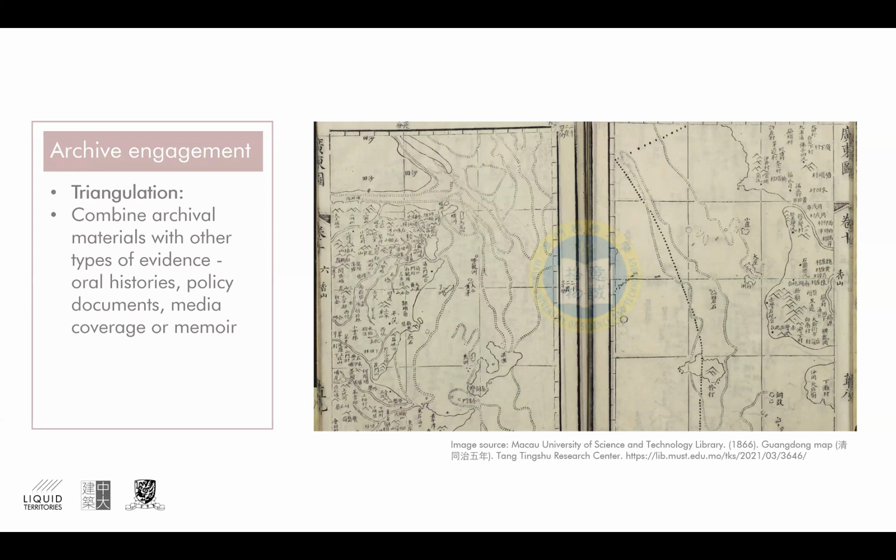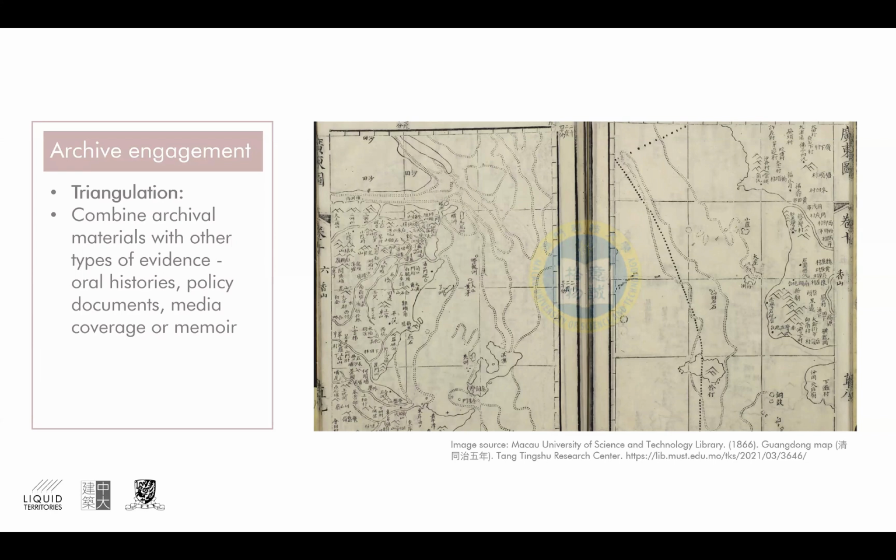And lastly is triangulation, cross-referencing different sources. So it's the same map that we are looking at. With this map, you can also search for oral histories, policy documents, and modern and satellite images to help you construct a better image and more critical engagement with the source.